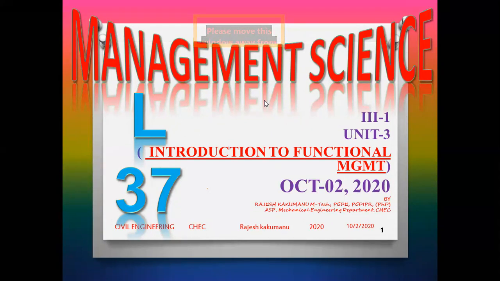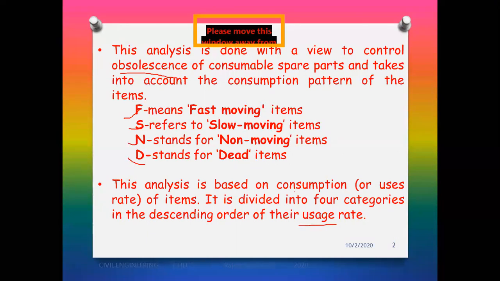So in this functional management, we are discussing two topics. First one is human resource management. Second one is marketing management. We will discuss these two topics in unit 3. In the last class, some topics were left, so fast moving, within 5 minutes I will complete the topic. As we discussed in the last class, what is ABC analysis?